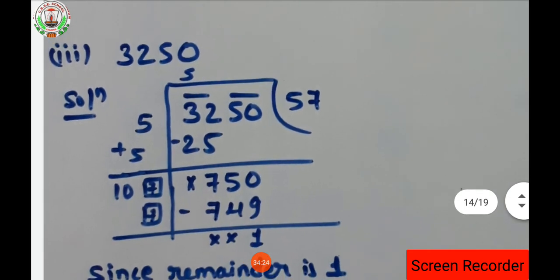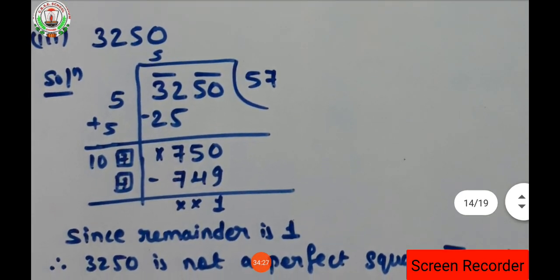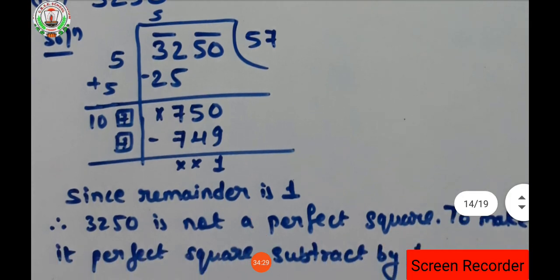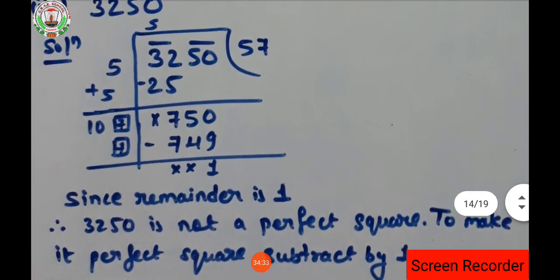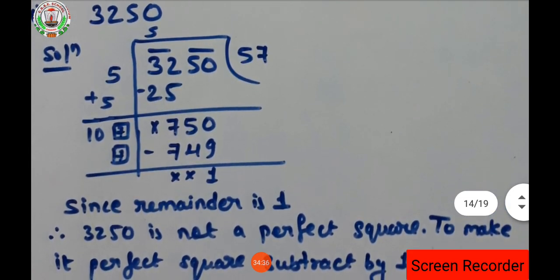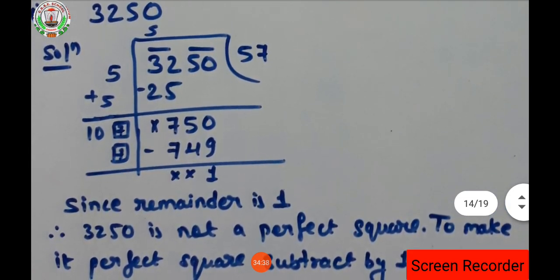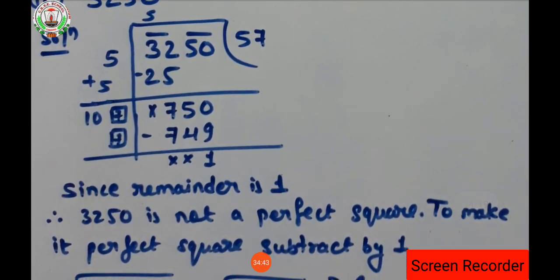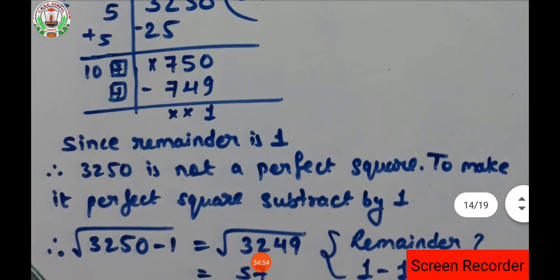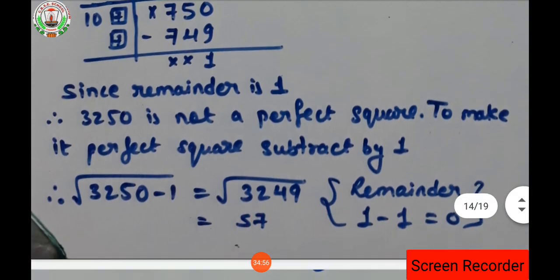The next, third part of this question. What is the third part we are having? The number we are having is 3250. So we are going to do 3250 by the long division method. What remainder is left here? 1 is the remainder. Therefore 3250 is not a perfect square. In order to make it a perfect square, by which number do we have to subtract? By the remainder 1. It will be subtracted from the dividend as well as from the remainder.